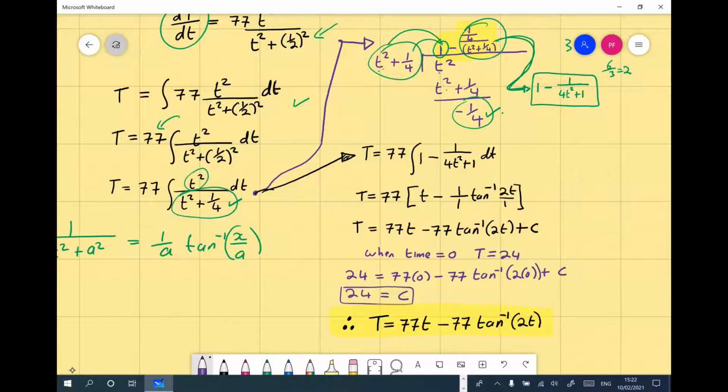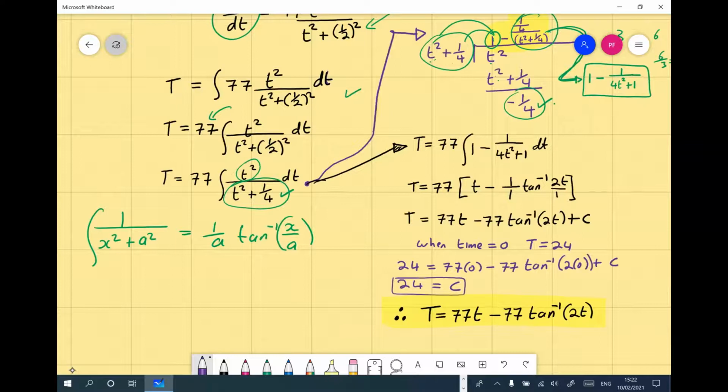So now I can use my 1 over x squared plus a squared integral. Your x squared is going to be what your variable is here. So here it's 4t squared, so that's (2t) all squared. That's what my x is there: 2t, all squared. And my a squared, that's my a here at the end, so it's plus 1 squared, because 1 squared is 1. So that's what my x value is, and that's what my a value is.